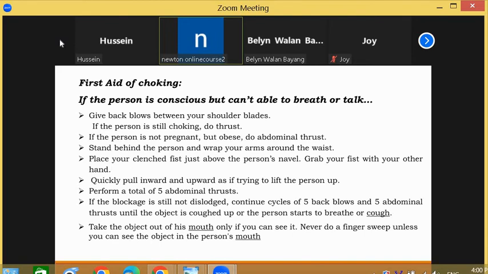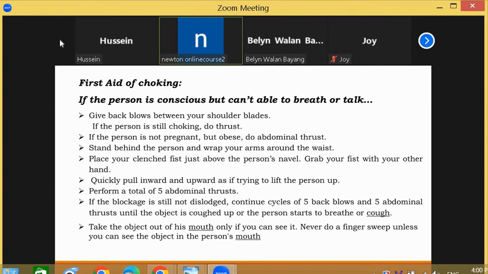Then the next step is the back blow: tap the patient's back side. If the patient again has the same problem, you have to repeat the procedure until the object comes out. If you see the object inside the patient's mouth, do not take it out with your hand. Okay.